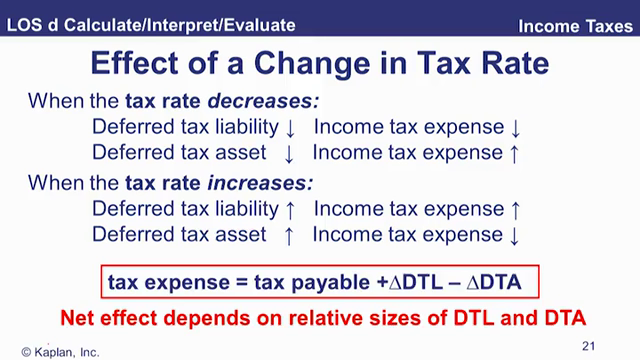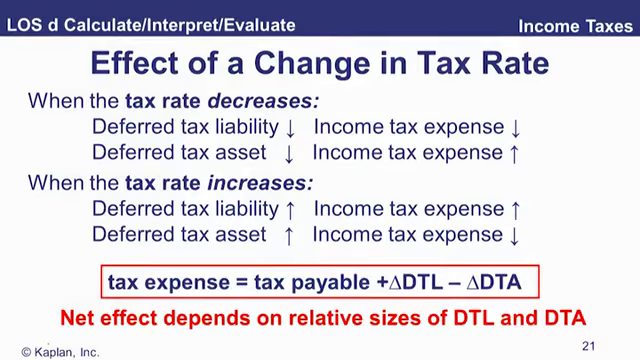Now, flip side with our deferred tax asset, when we increase the deferred tax asset, it reduced the tax expense. So when we decrease the deferred tax asset, it's actually going to increase the income tax expense. When the tax rate increases, well, we're going to need to increase the deferred tax liability and increase the deferred tax asset. If we increase the deferred tax liability, it's going to increase the income tax expense. If we increase the deferred tax asset, it's going to decrease the income tax expense.